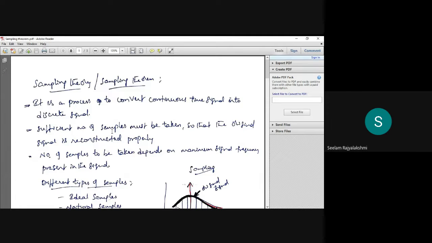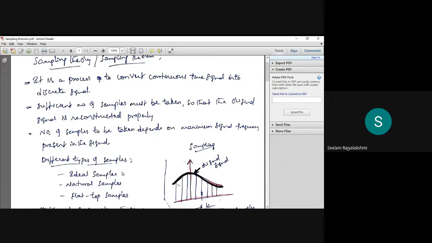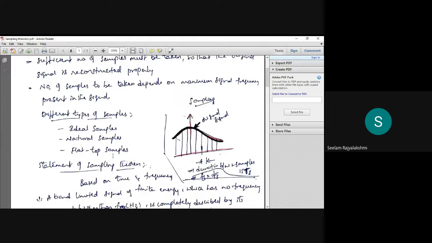The number of samples to be taken depends upon the maximum signal frequency present in the signal. The maximum signal frequency is represented with fm. We have different types of samples: ideal samples, natural samples, and flat top samples. Today we'll discuss the sampling theorem.